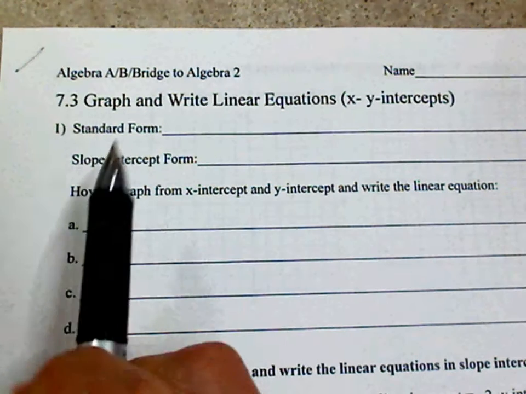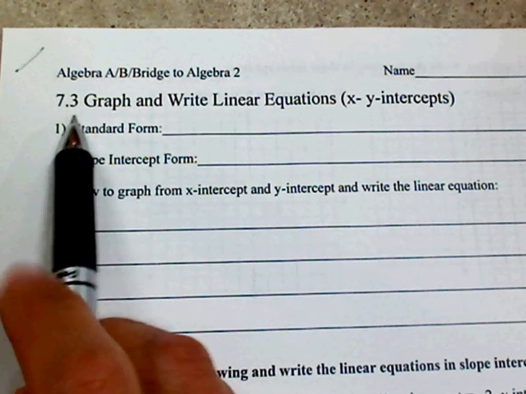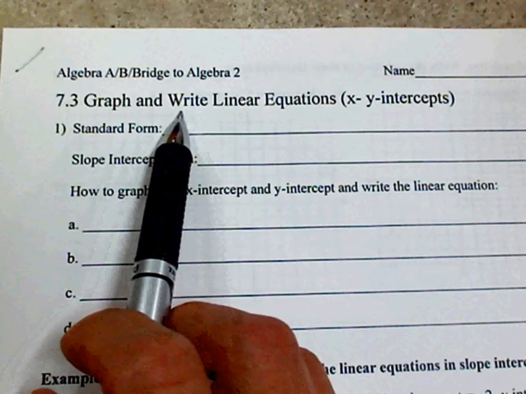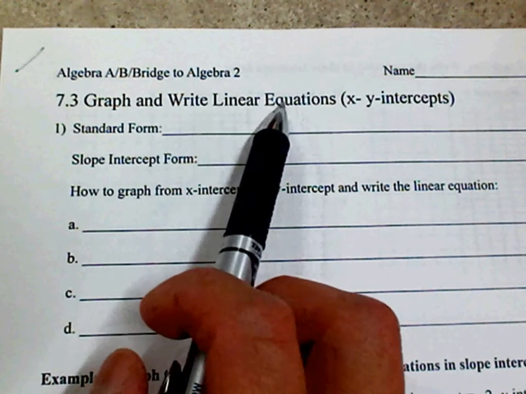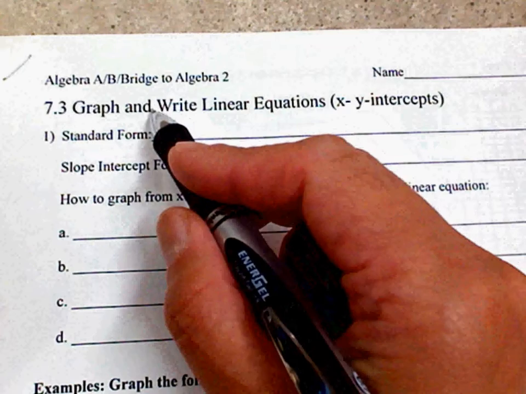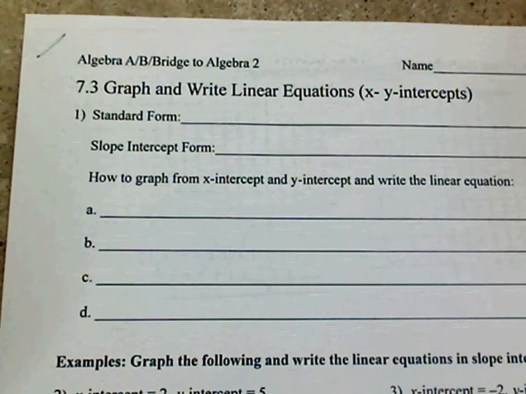All right, guys, welcome to 7.3, graph and write linear equations. So you're going to graph, you're going to draw a line, and then you're going to write the equation y equals mx plus b, if I give you the x-intercept and y-intercept.